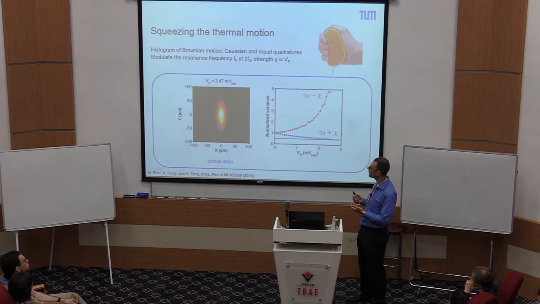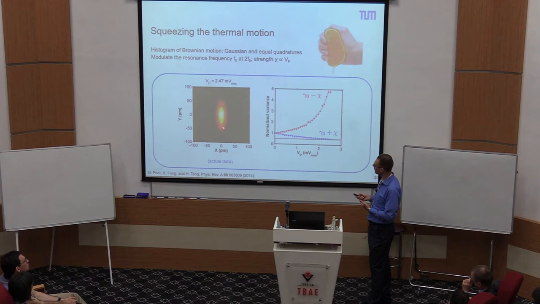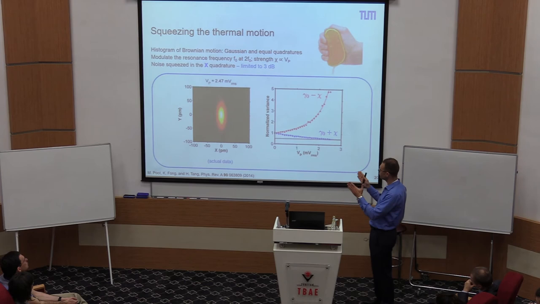And when we analyze these histograms in a little more detail, we can get the variance in the x direction and in the y direction. You see that in this case the y direction goes up, whereas in the x direction we actually reduce the amount of noise. We reduce the noise in the x quadrature. We squeeze it.